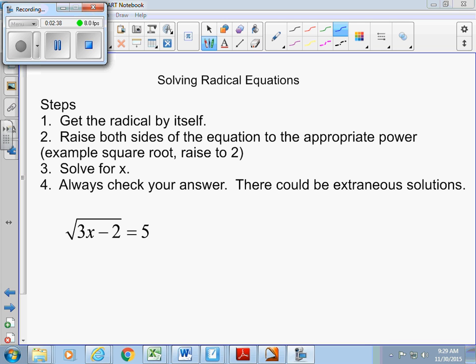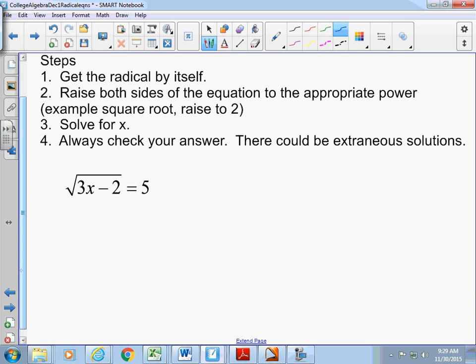Raise both sides of the equation to the appropriate power. So if it's a square root, you square both sides. If it's a cube root, you cube both sides, whatever it would take to undo the radical. And solve for x. You always have to check your answer on these because you could get what are called extraneous solutions. That's just a fancy word for extra, but ones that aren't true. Just like with absolute value equations, I got extras sometimes. Same thing on square root equations.